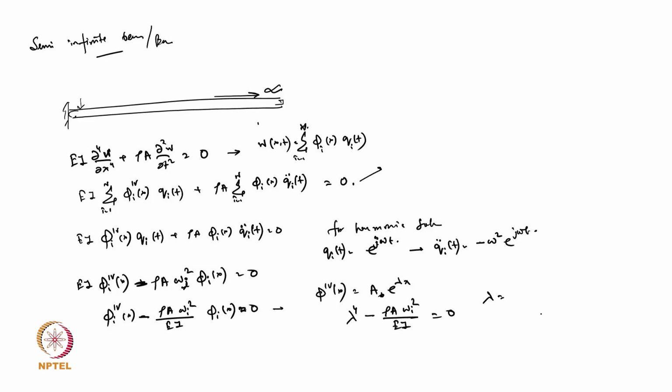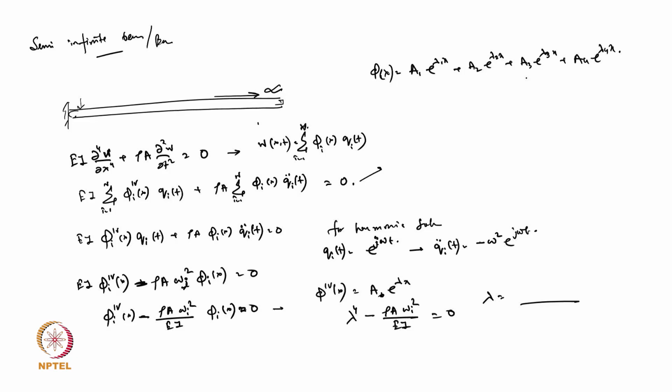So we will get the fourth value of lambda, and for each value of lambda, if we substitute, we will get it. So we can get phi of x, that will be equal to a1 e to the power of lambda 1x plus a2 e to the power of lambda 2x plus a3 e to the power of lambda 3x plus a4 e to the power of lambda 4x. That way we can get the solution.